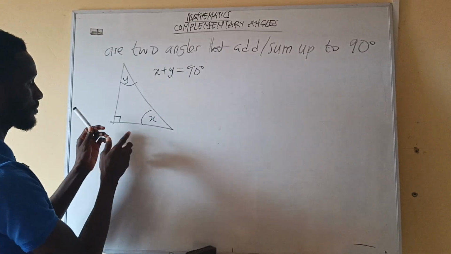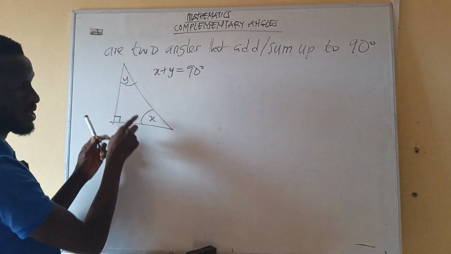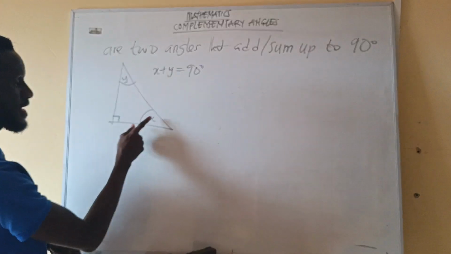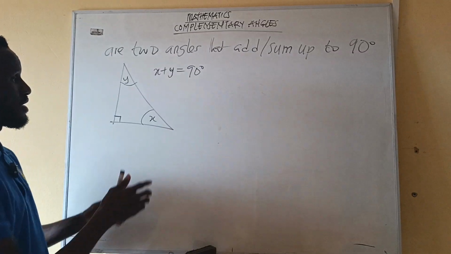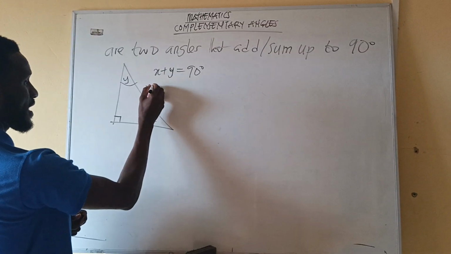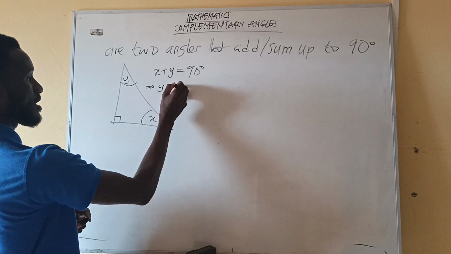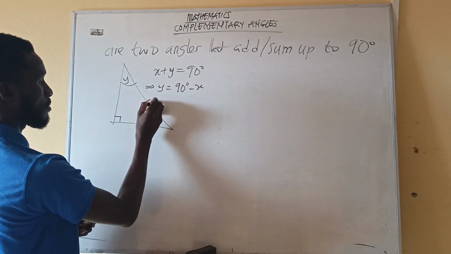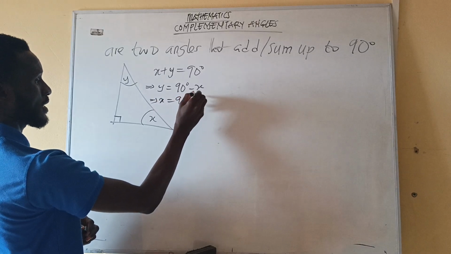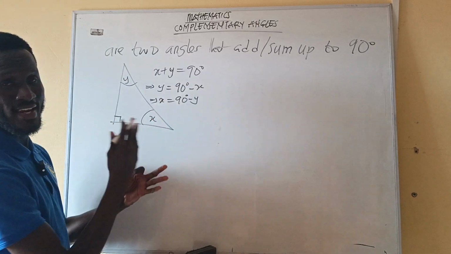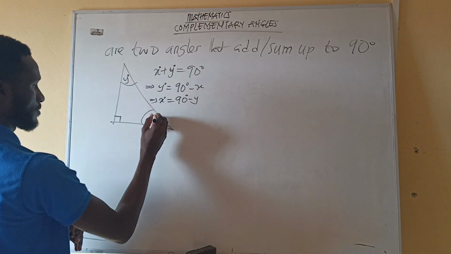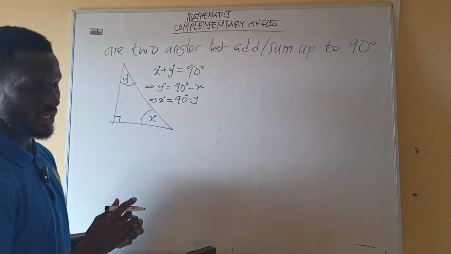So when you add the interior angles, it gives us 180 degrees. I don't want to go through that process. Since here is 90, then x plus y should also give us 90. Now with this, you can make y the subject, and you get y equals 90 minus x. The moment I make x the subject, I get x equals 90 minus y. So any of them is correct.